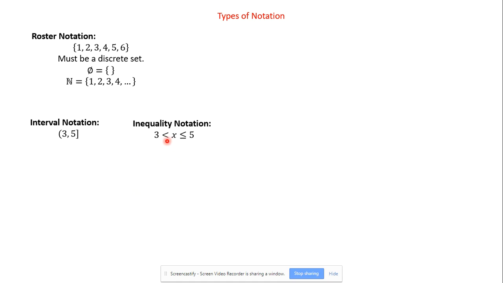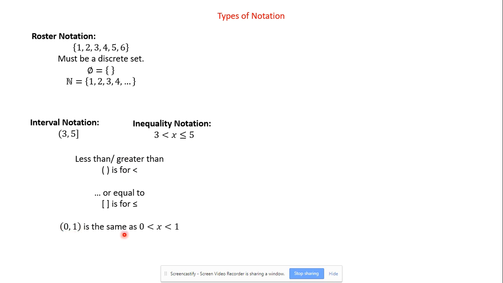Other than that, the symbols: we have the less than, greater than. Well, that's going to be the curved parentheses. Curved parentheses are just for less than or greater than. If we want or equal to's, we use the square brackets. So notice the 3 has a curved one, it's less than. The 5 has a square one, and x is less than or equal to 5. So it doesn't have to be just those two. They could both be the same.